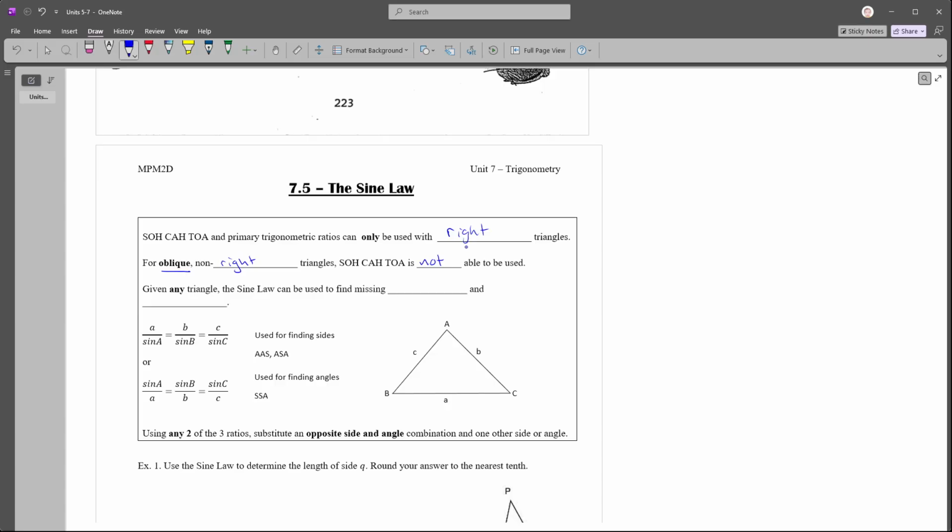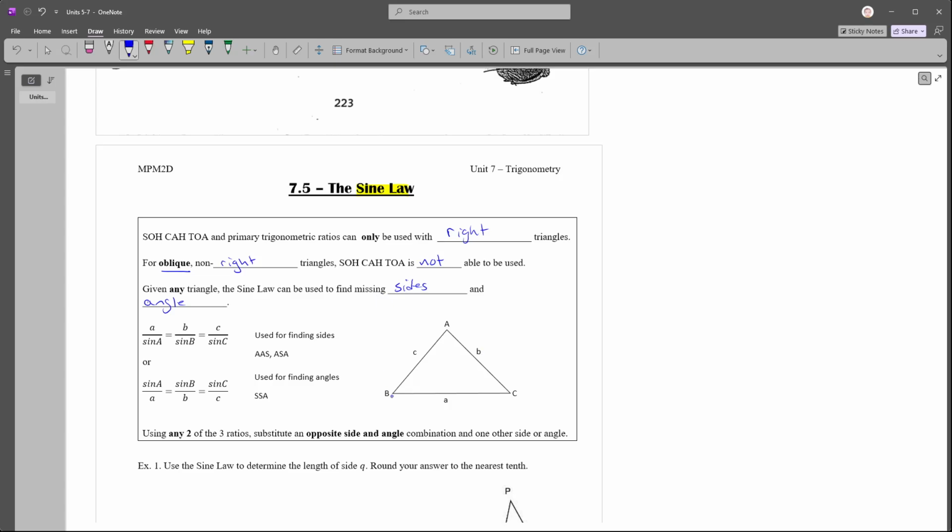What we can do is apply a new law called the Sine Law. It's called the Sine Law because we're going to be applying sine. However, we're not going to be doing it the way we've been doing it before. We can still use it to find sides and angles, which is awesome, but the difference here is that it's the sines of angles of any oblique triangle.